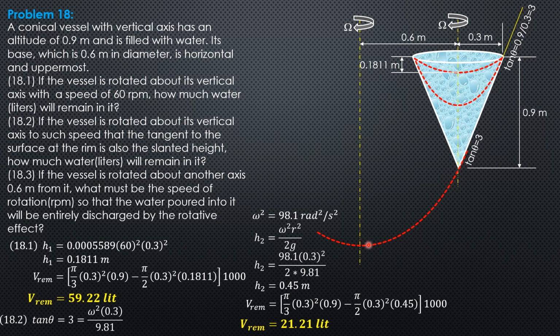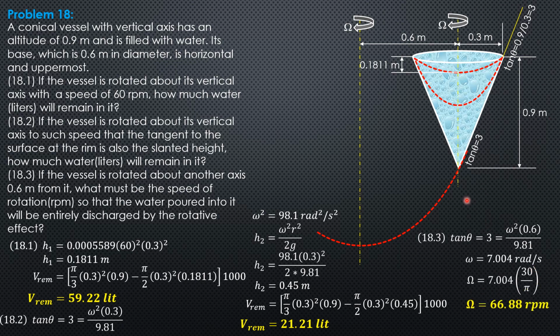So it is obvious that when the tangent at the vertex is equal to the slope of the slanted height, everything here will be discharged. So tangent of theta, which is 3, is omega squared times 0.6 this time, because the distance from the axis of rotation to the vertex is 0.6, divided by g 9.81. So omega is 7.004 radians per second. Let's convert that to revolutions per minute by multiplying the factor 30 over pi. So we have omega is 66.88 RPM.